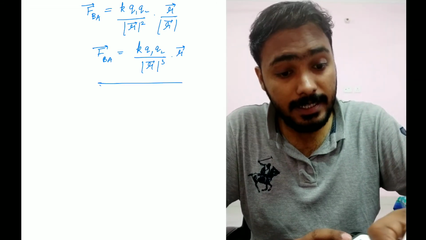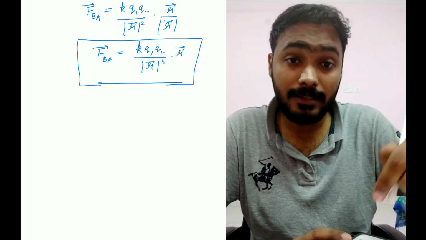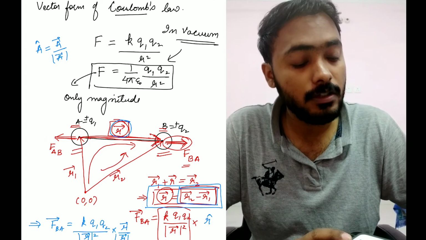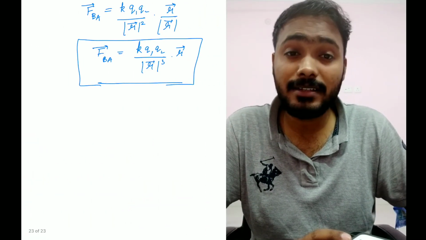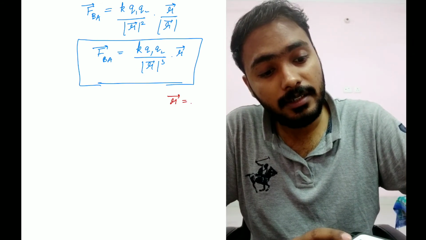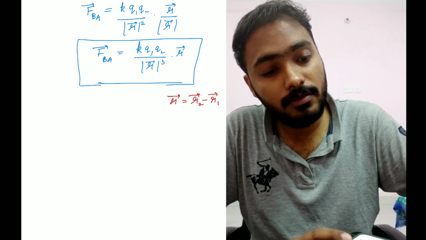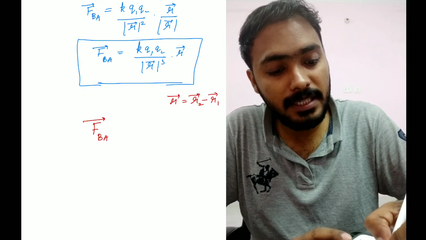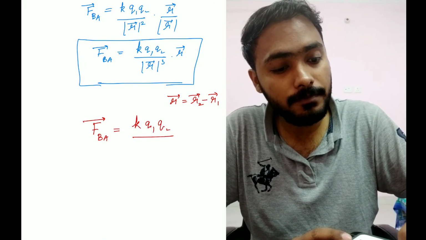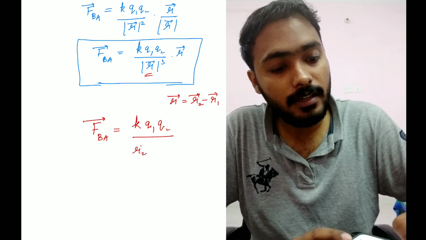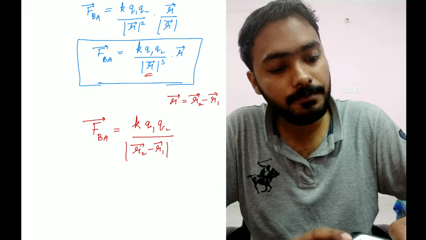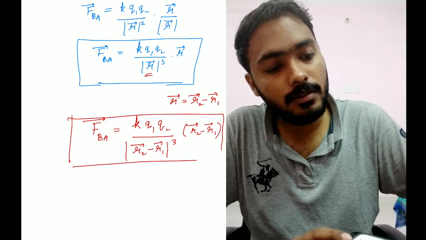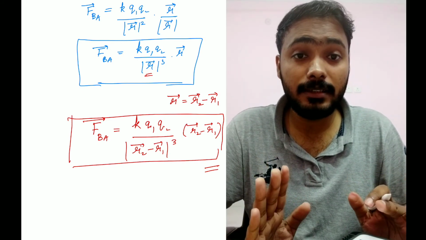This is the vector form of Coulomb's law, or you can write it in another form, because you just saw that you can write your r vector as r2 minus r1 also. So instead of r vector, you can replace r vector with r2 minus r1 vector. We have just seen it here. I hope that is making sense. So I can write my FBA vector also as K Q1 Q2 upon the magnitude of r2 vector minus r1 vector whole cube, multiplied by r2 vector minus r1 vector. I hope this is making sense.